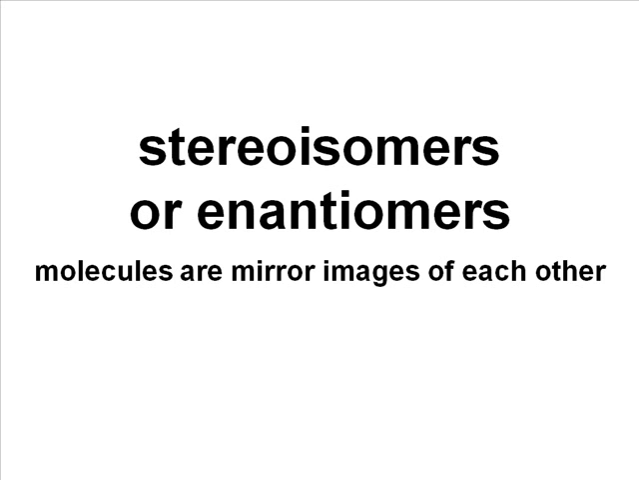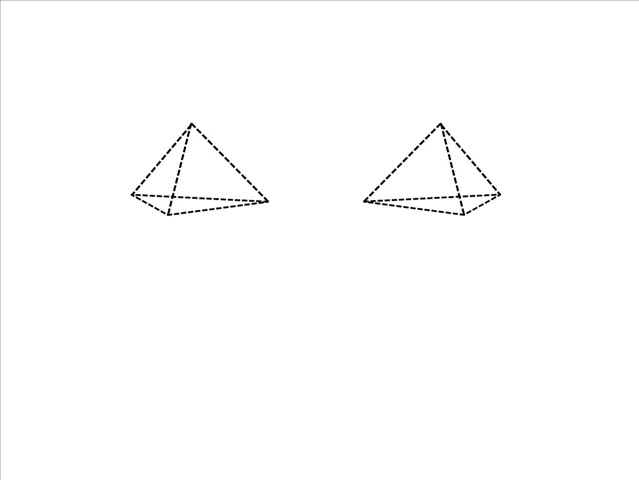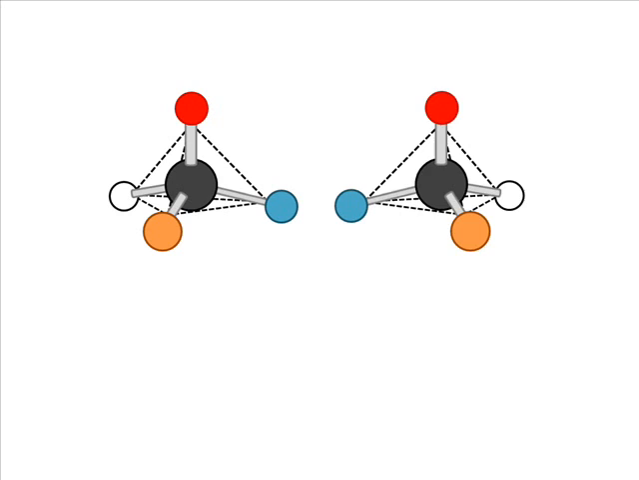And finally, we get to stereoisomers, or what are also called enantiomers. Here, the molecules are mirror images of each other. This one really messes with people because they look so similar that people don't think they're necessarily different. Let's take a look. Here are two pyramids, two mirror images of triangular base pyramids. And now I'm going to overlay some molecular structure onto this. So here's our molecule. We have a central black atom with a red, blue, orange, and white coming off it. And here we have what seems to be the same molecule, but they're mirror images of each other.